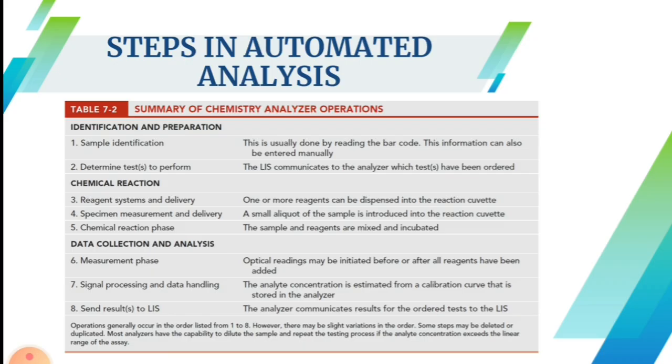Most analyzers have the capability to dilute the sample and repeat the testing process if the analyte concentration exceeds the linear range of the assay. Each step of automated analysis is explained in this section, and several different applications are also discussed. Several instruments have been chosen because they have components that represent either common features used in chemistry instrumentation or a unique method of automating a step in a procedure. None of the representative instruments is completely described, but rather, the important components are described on the screen as examples.